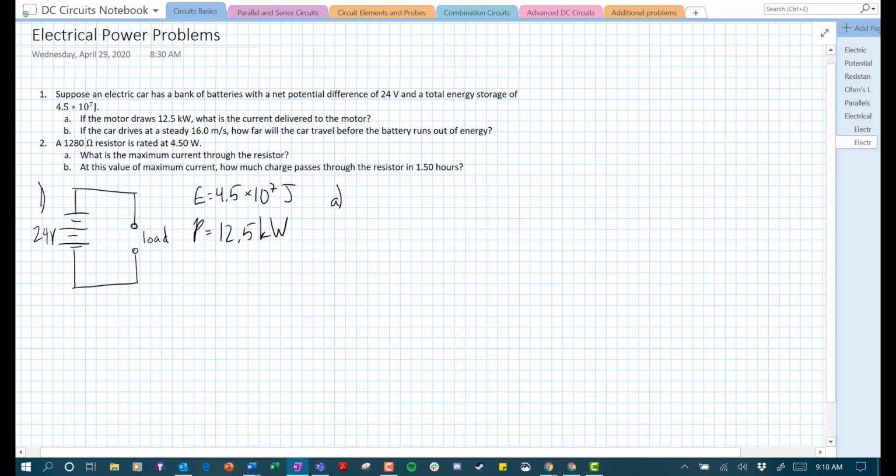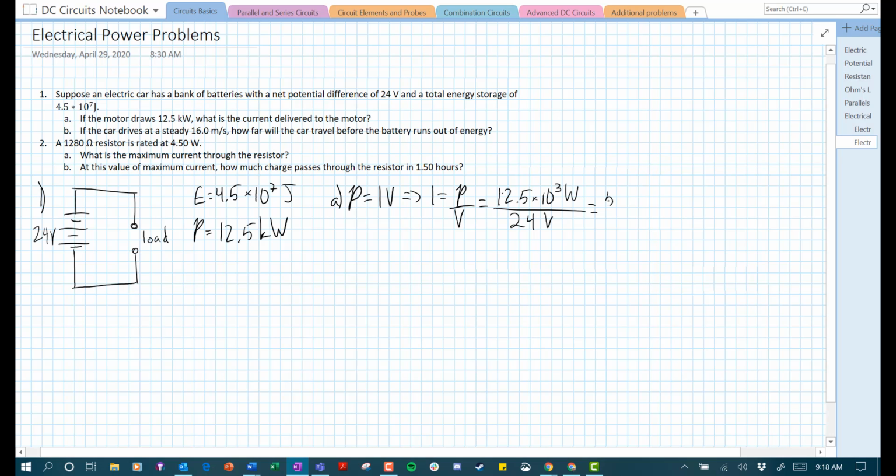Well, so for part A, we're given the power, we're given the voltage, and we want to find the current. We can just use P equals IV. Since we're finding the current, we solve for I. We get I equals power over voltage. Our power is 12.5 times 10 to the 3 watts, 12.5 kilowatts. And our voltage is 24 volts. Watts divided by volts. Let's just plug into a calculator. 12.5 times 10 to the 3 divided by 24.